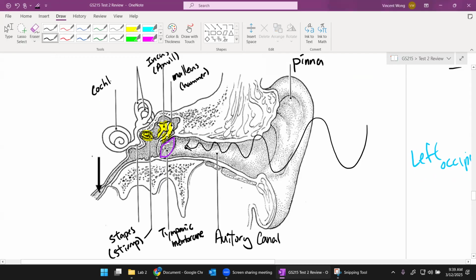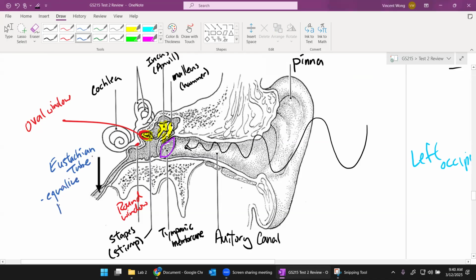So this is the cochlea. Can't really see it, but the stapes is pressing on the oval window, and excess pressure is relieved from the round window. Let me just look at it right there. Don't forget we have another tube here. This is the Eustachian tube for equalizing pressure with the outside.